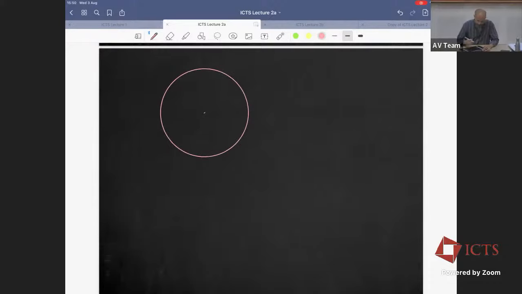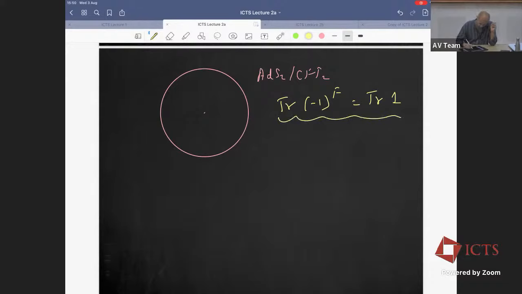So you can make this more precise by looking at the near horizon AdS2. Basically, if you use ideas of AdS2/CFT1, you don't even need that. You can essentially show that trace of minus 1 to the F equals trace 1. And therefore you can show that, maybe you're familiar with it, if you want, I can go through the argument. But if you know that this is true, then essentially it means, because minus 1 to the F is the same as minus 1 to the J, right?